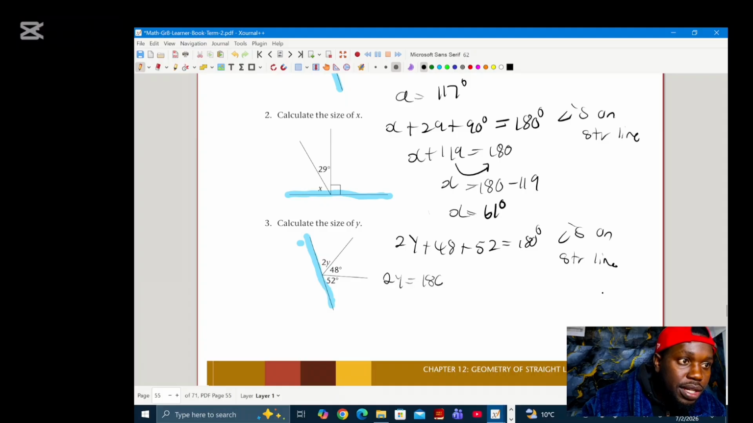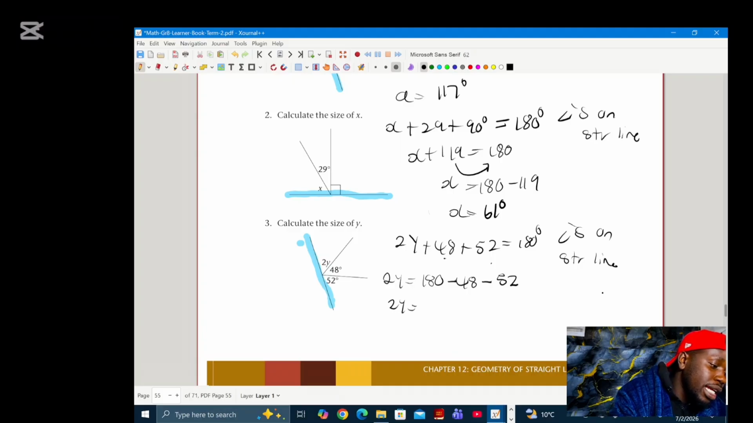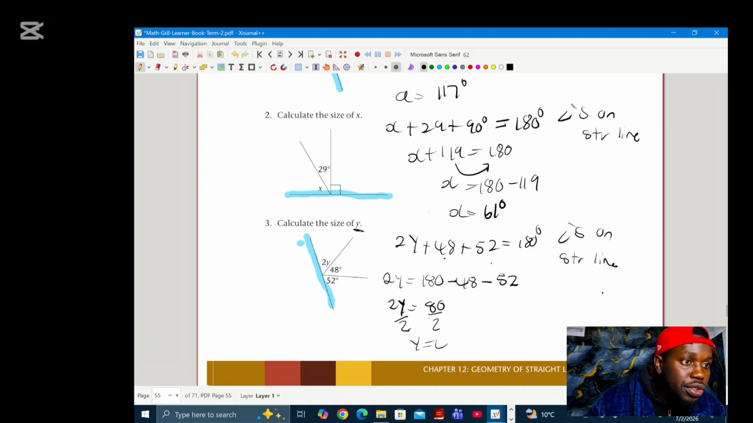You could also do it like this: 2y is equal to 180, and you take the 48 and the 52 to the other side without adding them. So it's going to be minus 48. This is just a lazy style. Then you have 2y is equal to 180 subtract 48 minus 52. This gives us basically 80 degrees. Then remember your algebra. You have 2y. They say solve for y, not for 2y, therefore you need to divide by 2 on that side. What you do on the left, you do on the right. Therefore y is equal to 40 degrees. And you are done, guys.